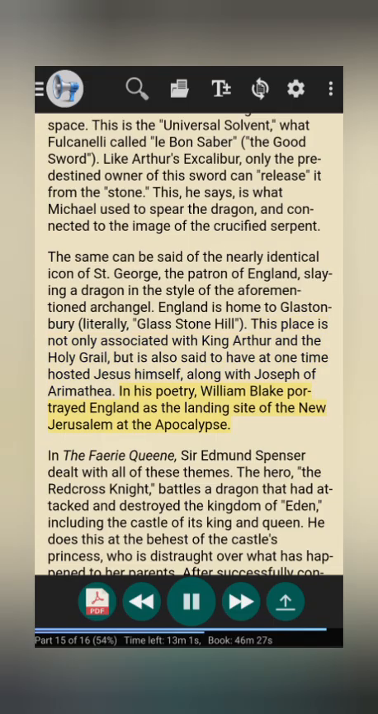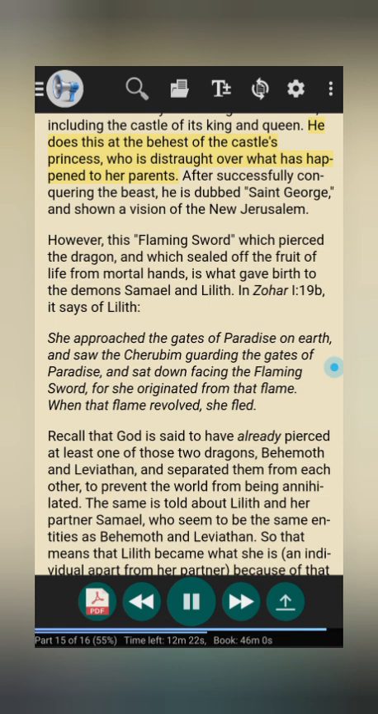In his poetry, William Blake portrayed England as the landing site of the New Jerusalem at the Apocalypse. In The Faerie Queene, Sir Edmund Spenser dealt with all of these themes. The hero, the Red Cross Knight, battles a dragon that had attacked and destroyed the Kingdom of Eden, including the castle of its king and queen. He does this at the behest of the castle's princess, who is distraught over what has happened to her parents.